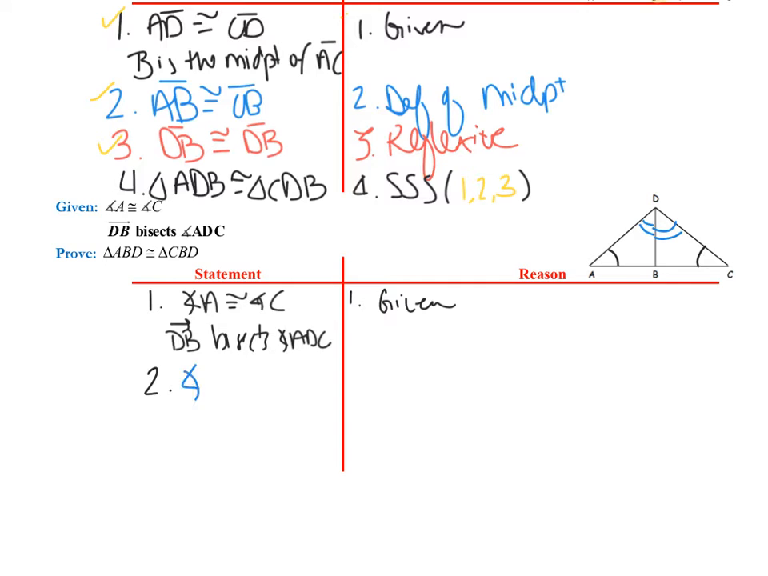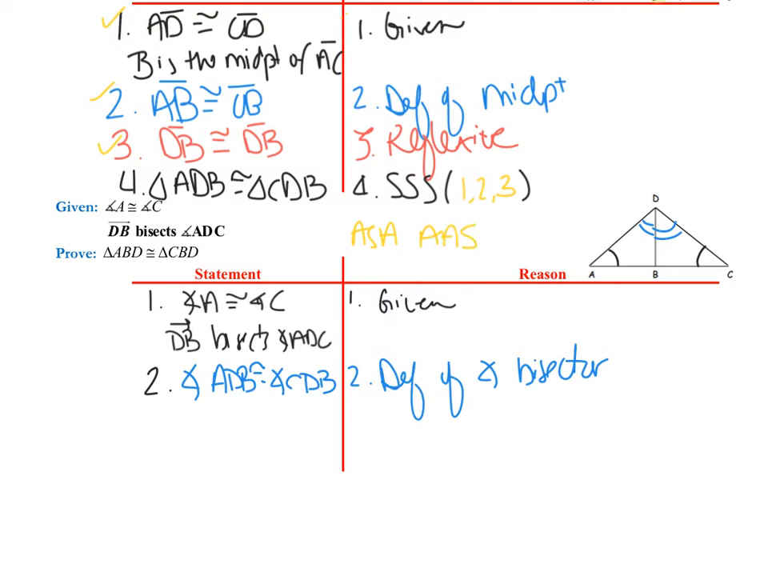So that means that angle ADB is congruent to angle CDB. And again, all you have to write is definition of angle bisector. You do not have to write out all of it anymore. Okay, so I have two angles. So SSS is out, SAS is out. So my two options are ASA and AAS.